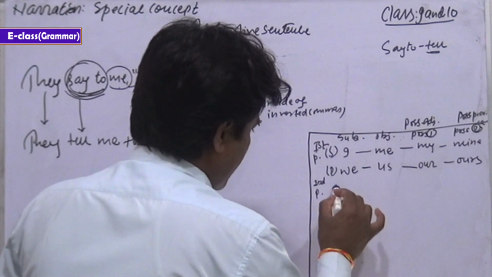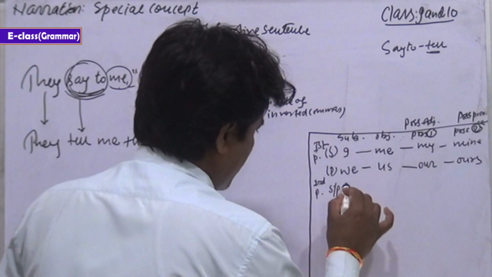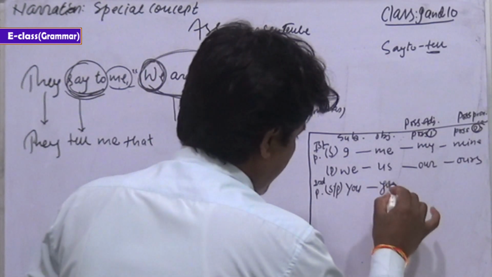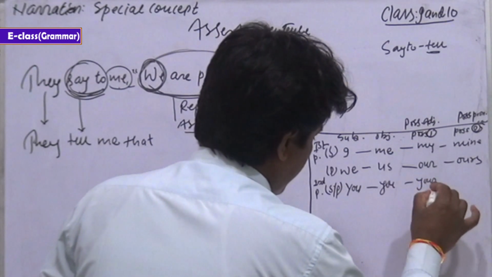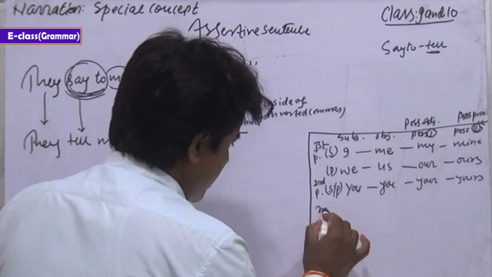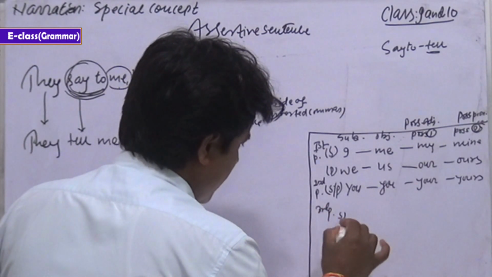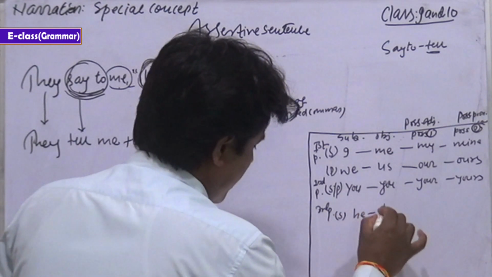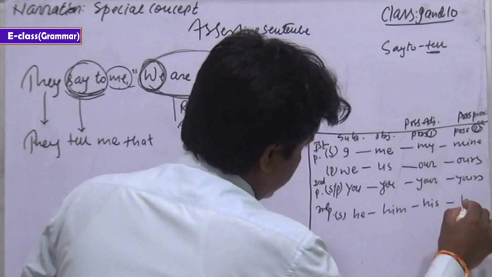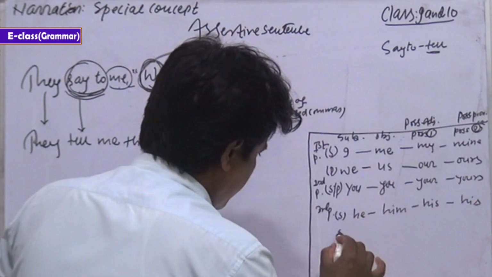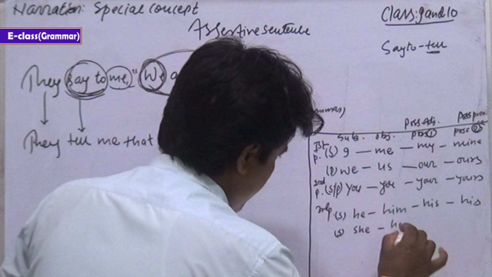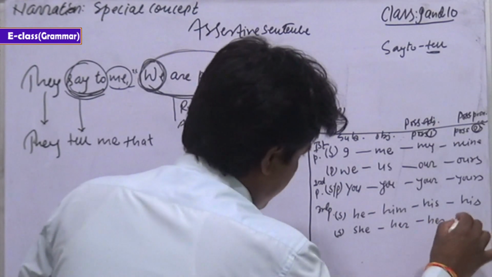Second person. It is singular and plural both. You, in subjective case. You. Your. Yours. Third person. Singular. He. Objective case, him. His. Again for female, she, her, hers.